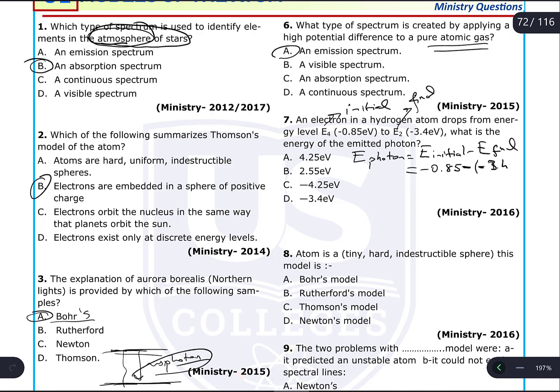Negative 3.4. So we will use the calculator. Negative 0.85 minus, bracket, negative 3.4, close the bracket. Answer is 2.55. Energy of the photon is 2.55 electron volts. B is the correct answer.